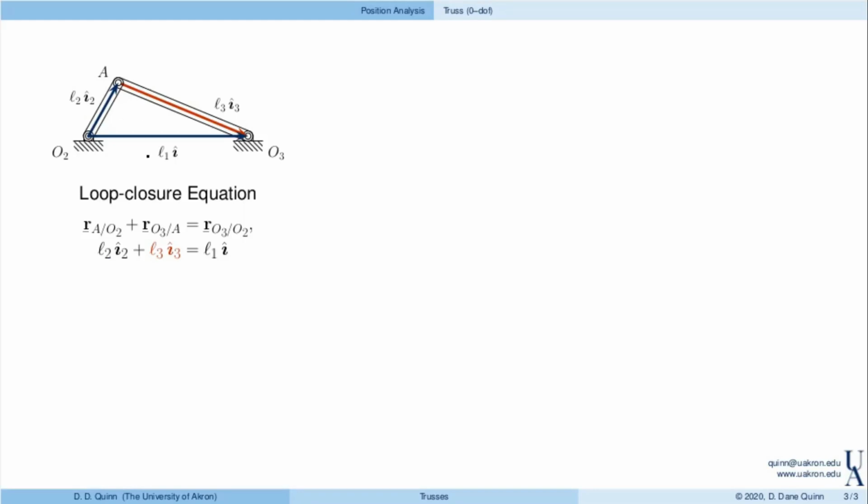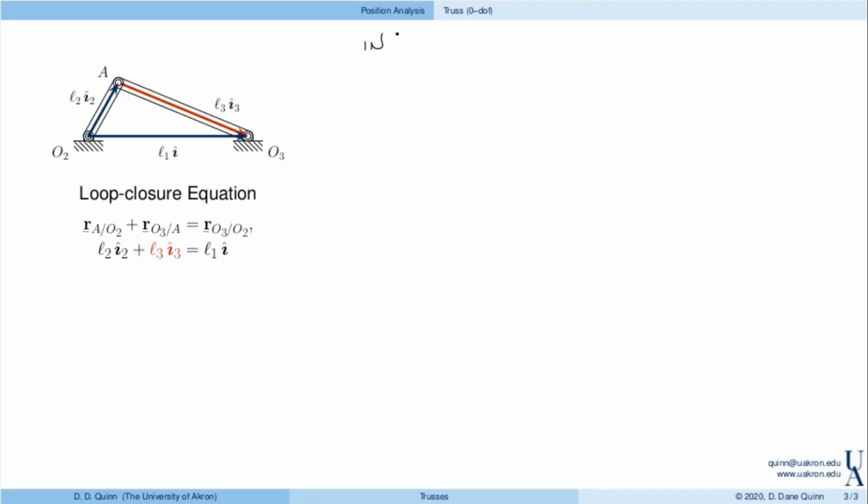So here it is again. This is the mechanism that we have. It's our 0 degree of freedom truss and our loop closure equation. Notice that I have colored in red the things that we don't know. I know L2, I know theta 2, because I gave you this inclination at 60 degrees. Obviously, I know L1, and I is horizontal. So theta 3 and L3 are the things that I am looking for.